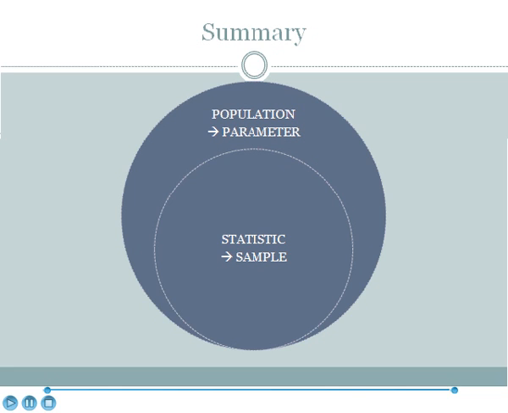In summary, consider this chart. A population is a comprehensive group. It describes all members of a group having a certain characteristic. A variable used to describe a population is a parameter. A sample is a subset of a population, and a variable used to describe a sample is called a statistic. This concludes our populations and parameters, statistics and samples module.